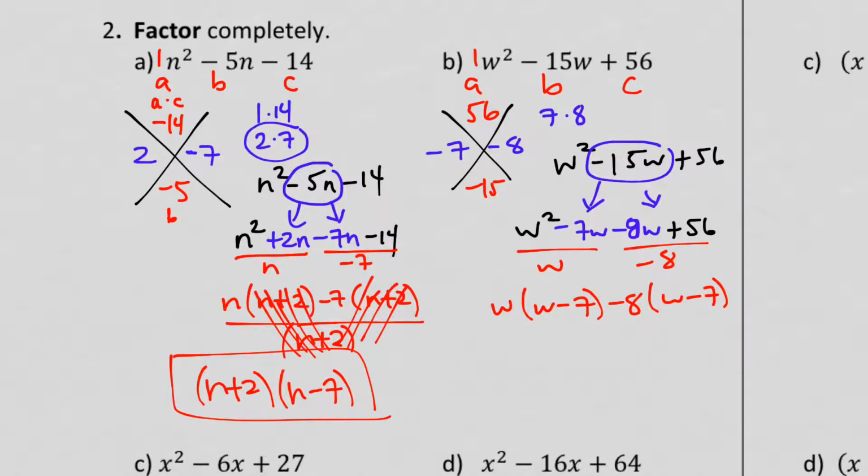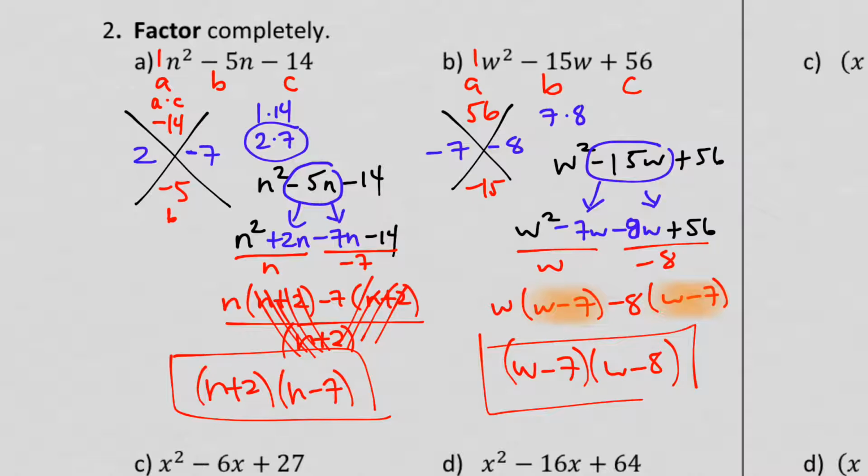I will end up getting the same expression there in the parentheses. I expect that to happen. So then once I'm there, I get my factors of w minus 7 and w minus 8. And I factored this quadratic.